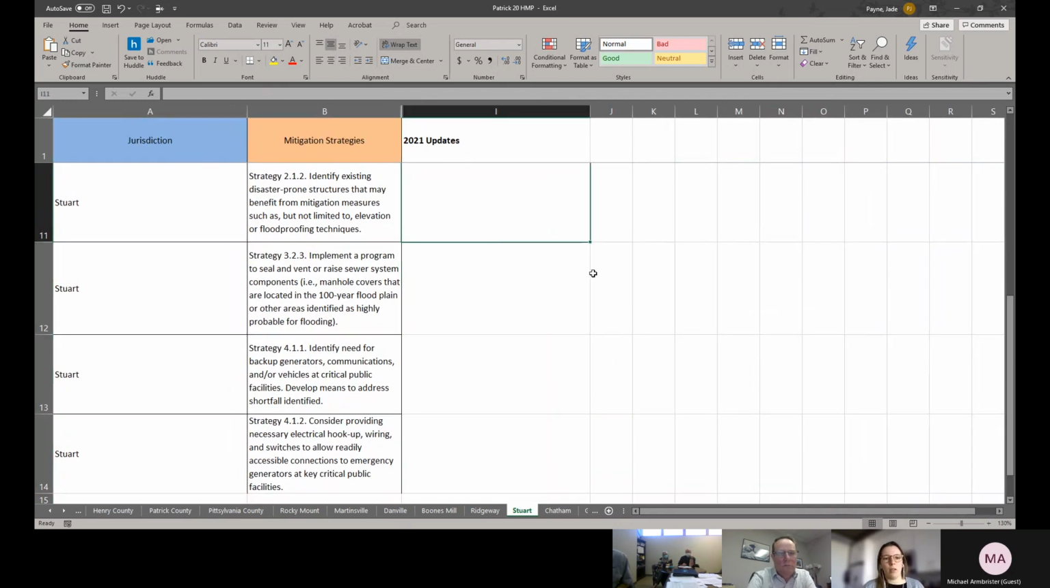Okay. So this one was identify existing disaster-prone structures that may benefit from mitigation measures such as, but not limited to, elevation or flood-proofing techniques. Has any progress been made on this one? No. Okay. Is this still something you'd like to pursue? Yes.